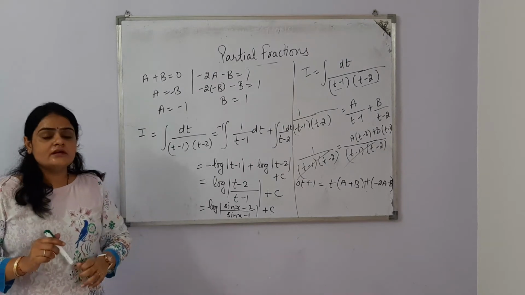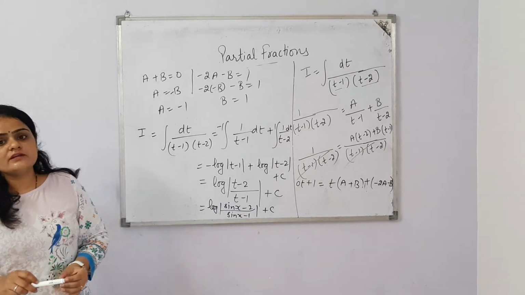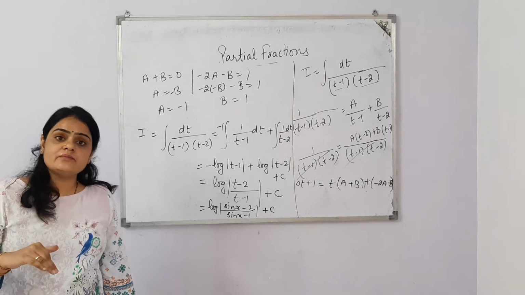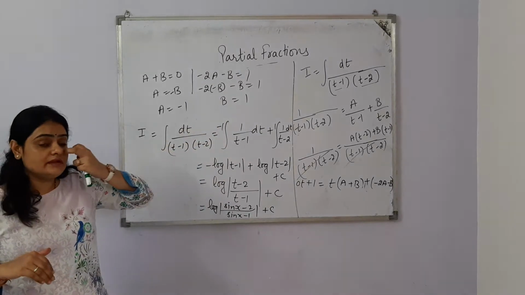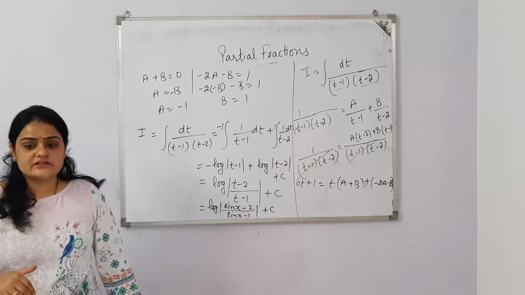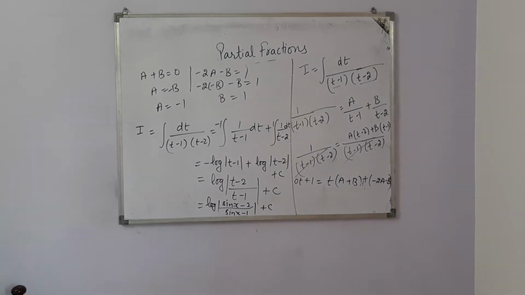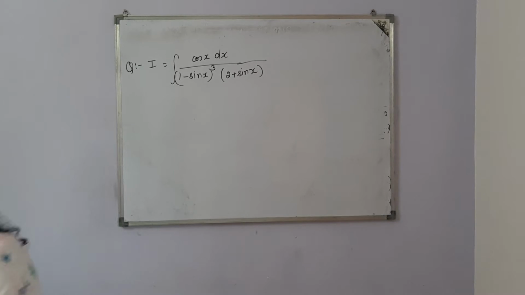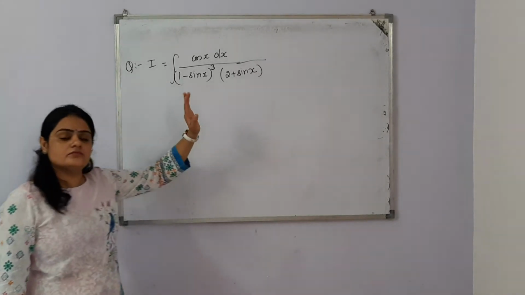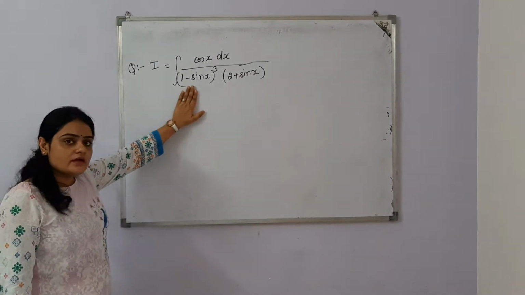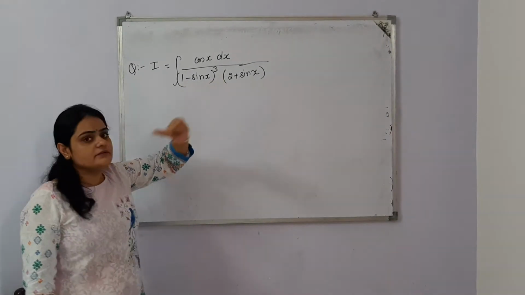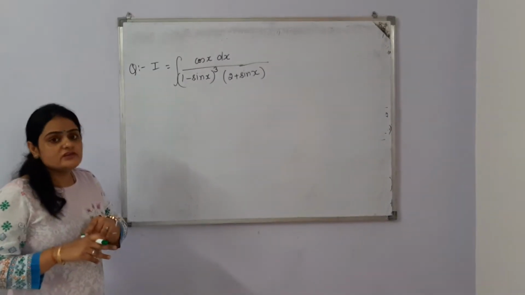Let's do one more question in which again trigonometric functions will be given, to see how to tackle it if the factors are repeating but that is in the form of a trigonometric function. So the next question is cos x upon (1 minus sin x) whole cube (2 plus sin x). Factors are there. Here the trigonometric function is also there, and the factor that you are watching has power 3. That means the factors are repeating. So first of all we need to change into a variable.